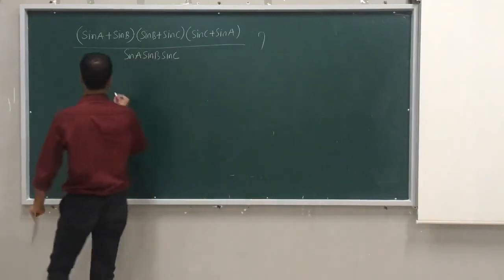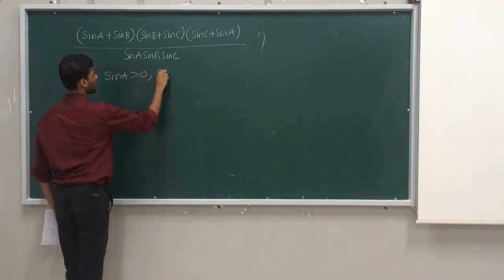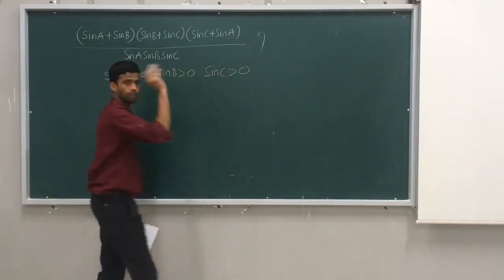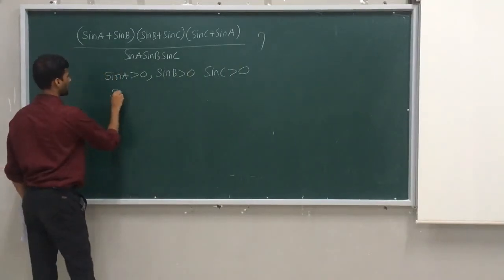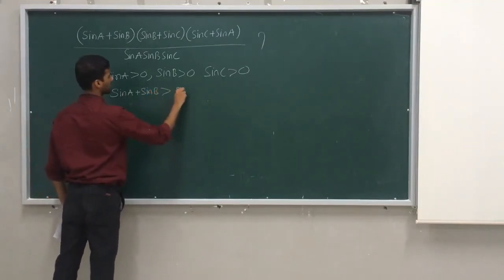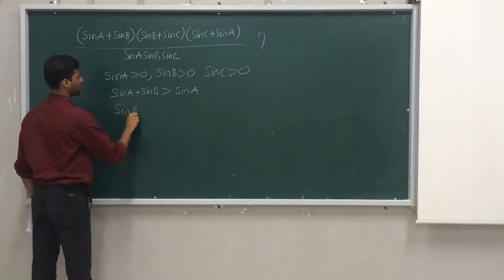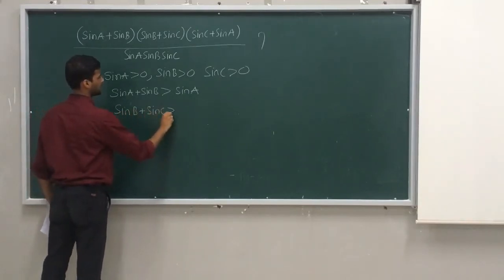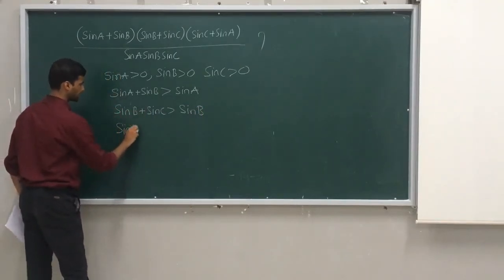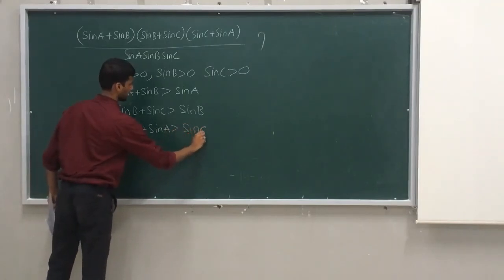So, can I write like this? As sin A is greater than 0, sin B is greater than 0, sin C is greater than 0. So they are all acute angles. So now I will write sin A plus sin B is greater than sin A. Is that true? Obviously. Sin B plus sin C is greater than sin B. Is that true? Yes. Sin C plus sin A obviously greater than sin C.